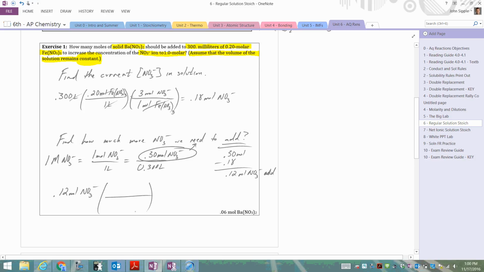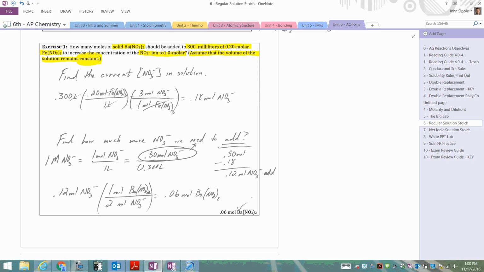Well, how many moles of nitrate are in every 1 mole of barium nitrate? You gotta look at the formula. Yeah, there's 2 moles of nitrate ions for every 1 mole of barium nitrate. So 0.12 divided by 2 is 0.06 moles. Okay.